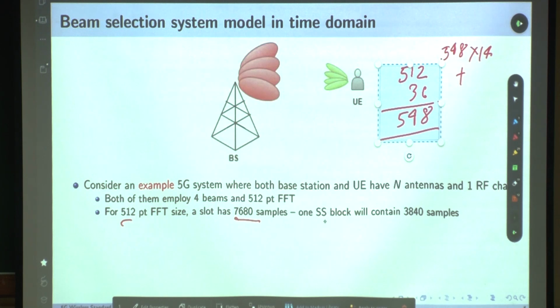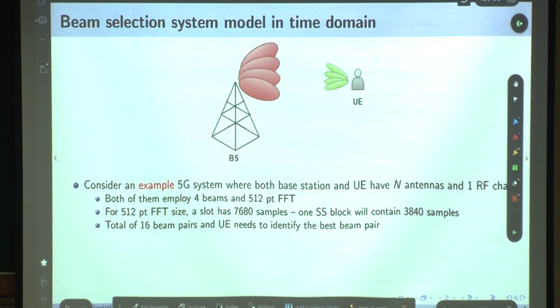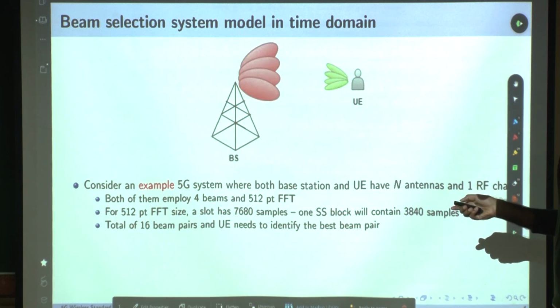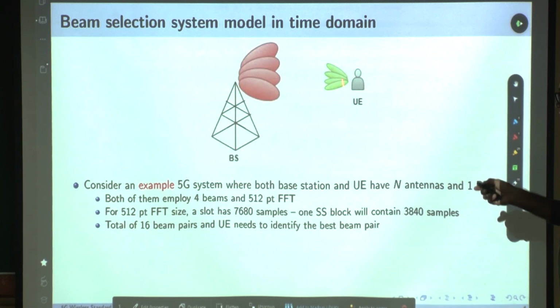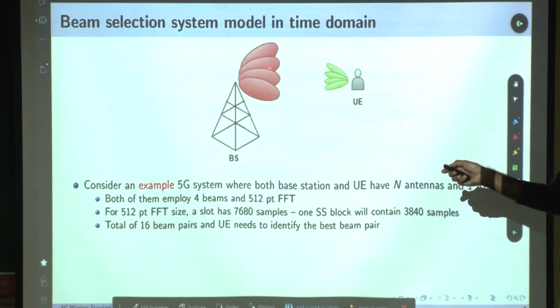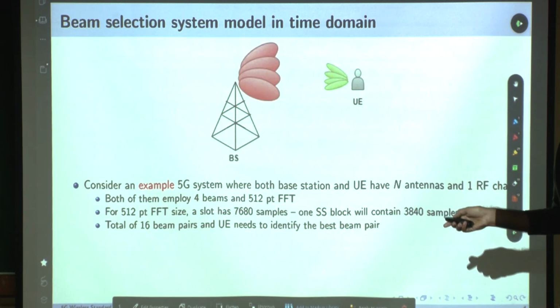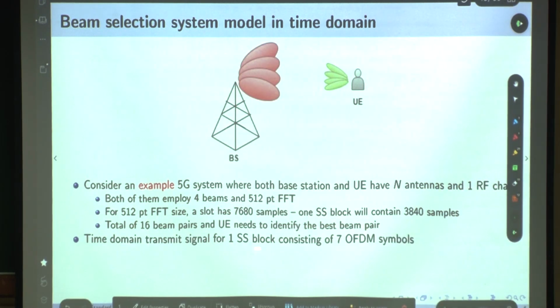So one SS block will contain 7840 samples. Okay. So what is the problem we have? There are a total of 16 beam pairs, and the UE needs to identify the best transmit beam and best receive beam. Right? And the time domain transmit signal for one SS block consists of 7 OFDM symbols, right? That's what I showed you.